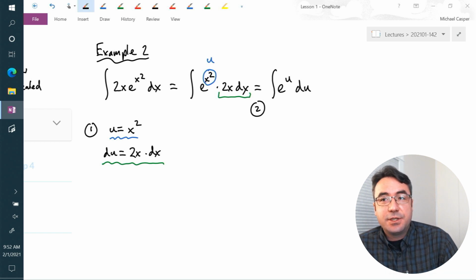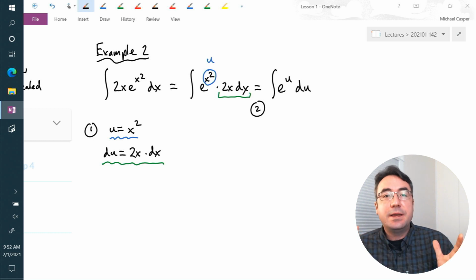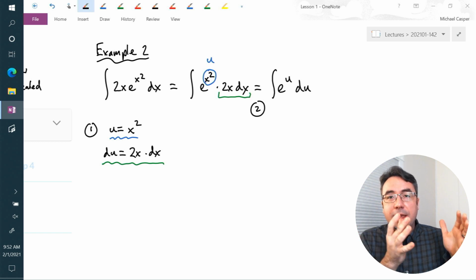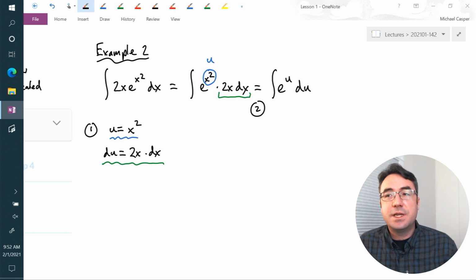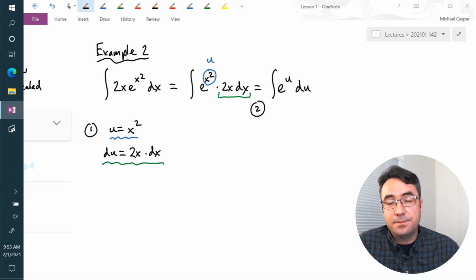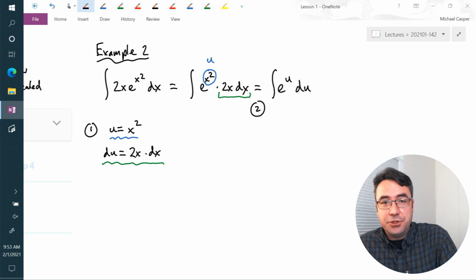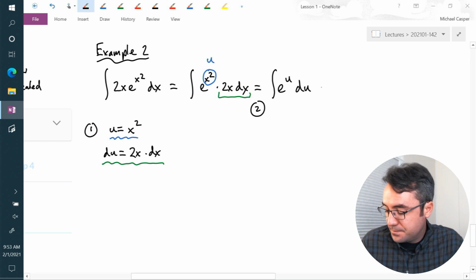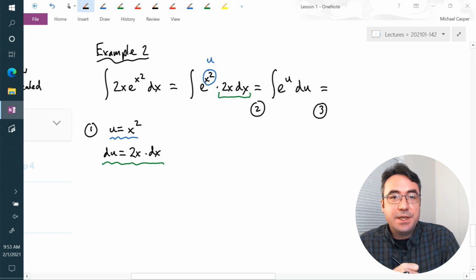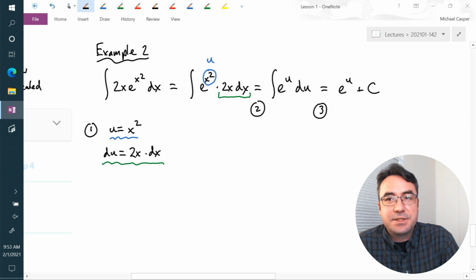And what we've done essentially is we've taken an integral that we really had no idea of how to do, 2x e to the x squared dx. It was complicated looking. And with this substitution, we've produced an integral that is a whole bunch easier, the integral of e to the u du. That's something we can do. So that's step 3, is just do that integral. So what's the integral of e to the u? E to the u. And then we put our arbitrary constant on at the end, plus c.